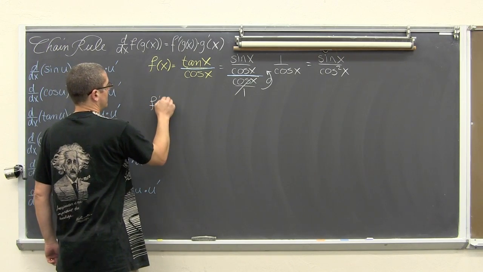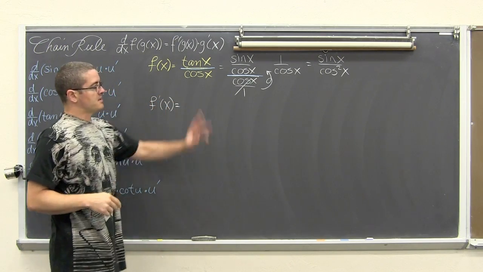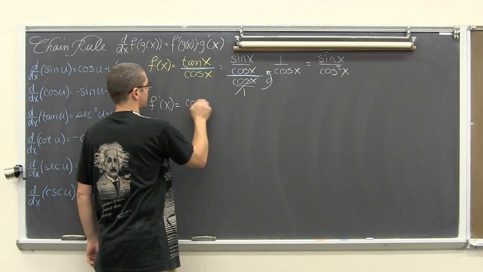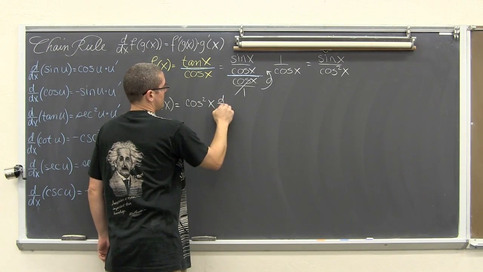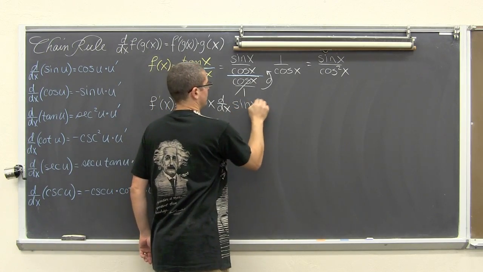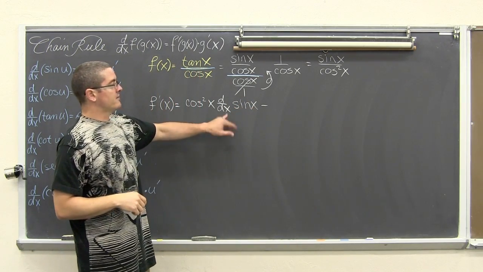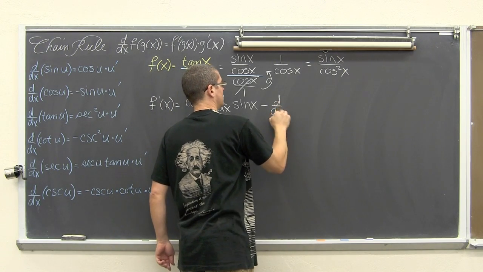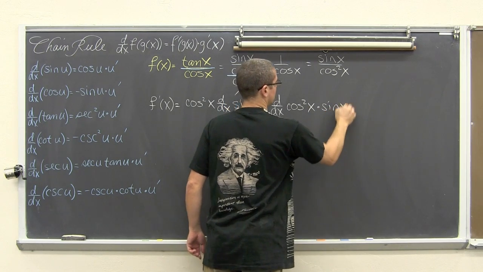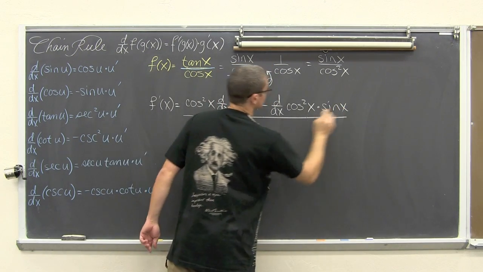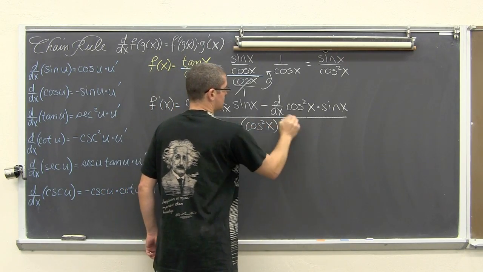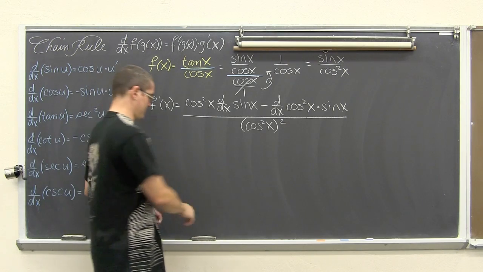That means f prime of x is equal to, now this is the quotient rule, so we're going to take the denominator, which is cosine squared, multiply it by the derivative of the numerator, or sine x, minus, now we're going to take the derivative of the denominator, multiply it by the numerator, all over the denominator squared. Now, cosine squared x squared is going to be cosine to the fourth.